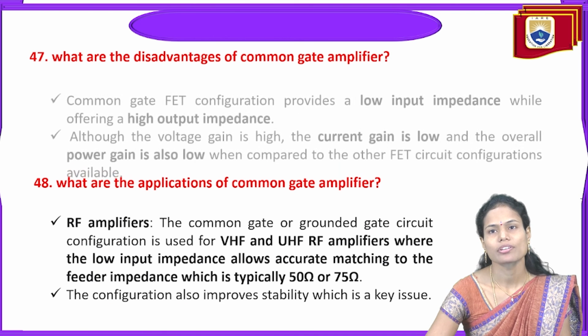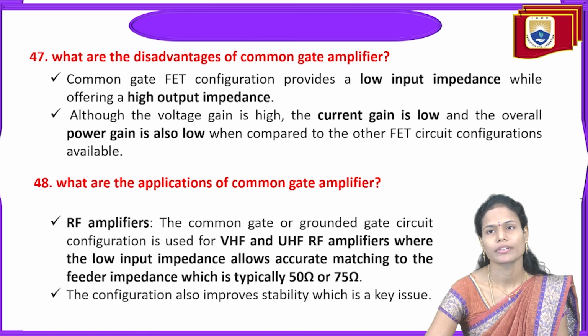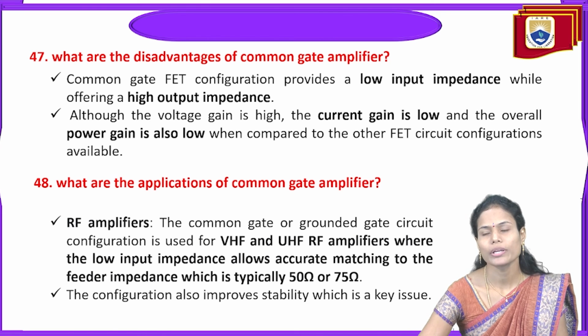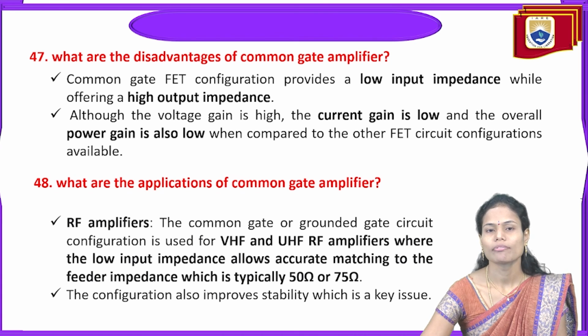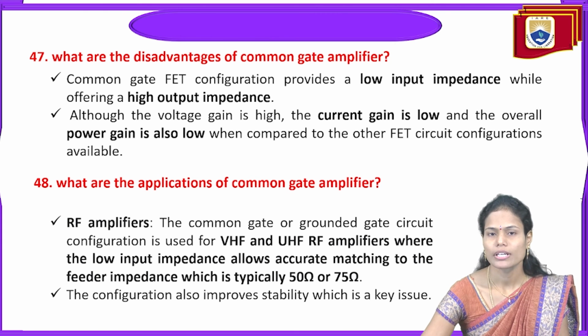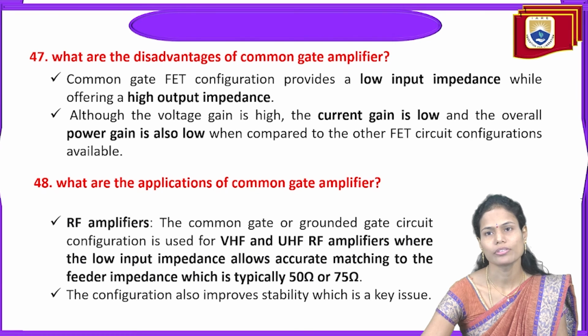And next, what are the disadvantages of the common gate amplifier? The basic disadvantages are low input impedance and high output impedance. These are undesired parameters for amplification. Always for amplification, input impedance must be high and output impedance must be low. Even though it can provide very high voltage gain, the current gain is very low. Because of that reason, the overall power gain is low in this case compared to the remaining FET circuit configurations. And what are the applications of the common gate amplifier?